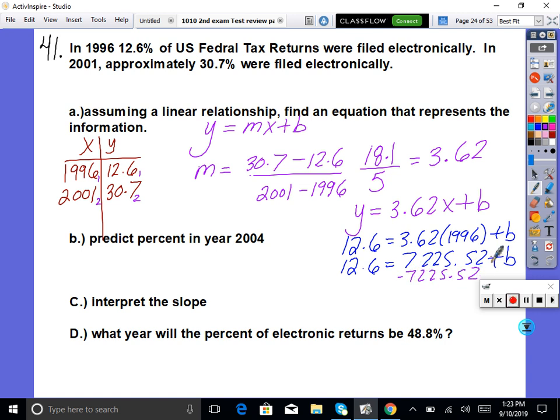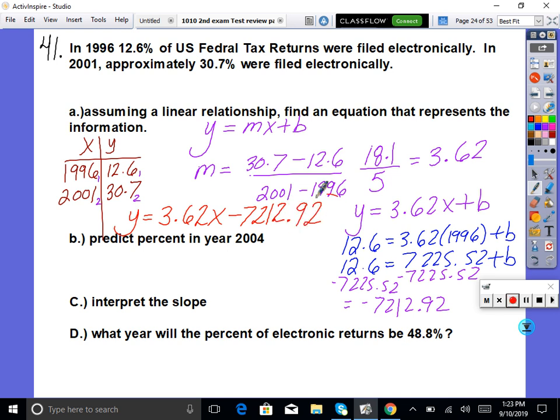So then solve for b, I'd subtract 7225.52. Subtract 7225.52. So then 12.6 minus 7225.52. And I get negative 7212.92. So there's your y-intercept. So now I can write my final answer. So y equals, m was 3.62, x, and now plus b is minus 7212.92. So there's your equation.